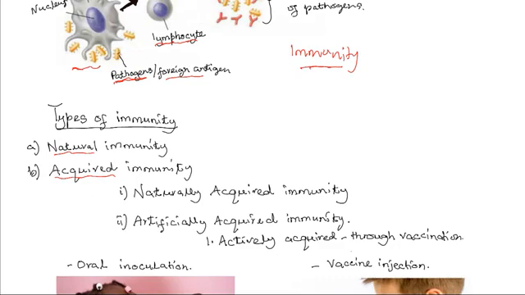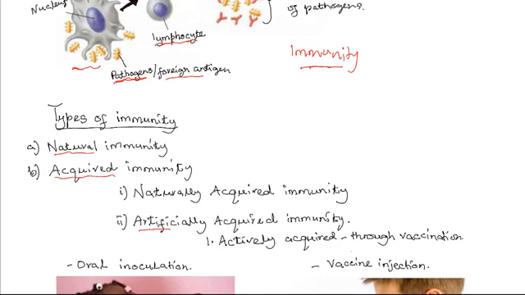A second way of acquiring immunity is by artificial means. This is through the agency or action of man. Now, artificially acquired immunity can come about in two ways. One, it may be actively acquired, and this is normally done through vaccination.